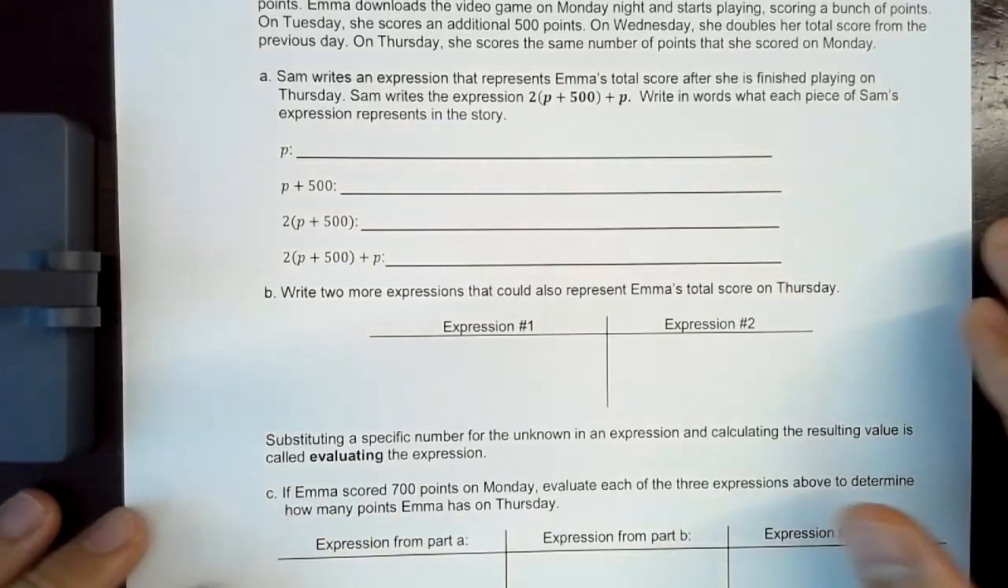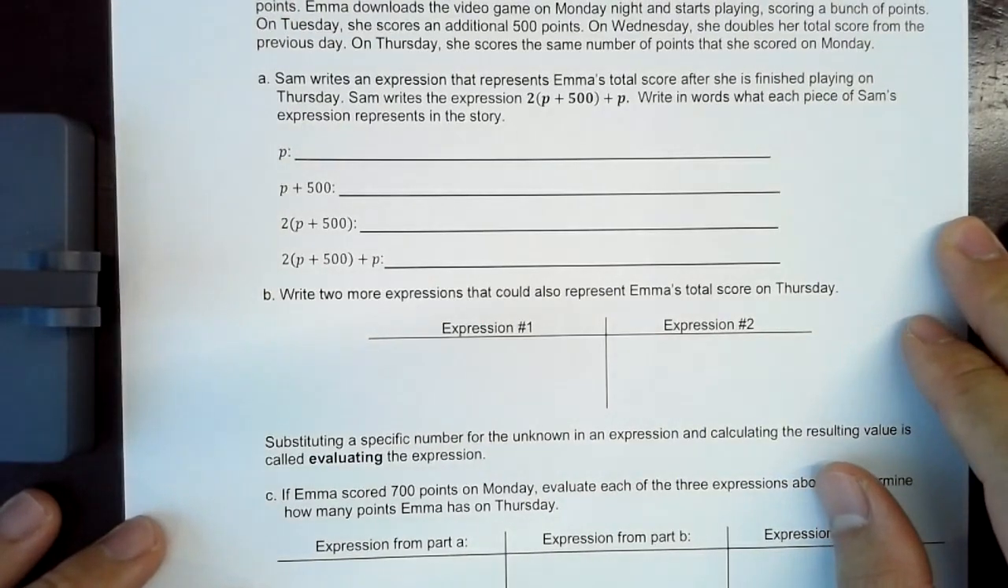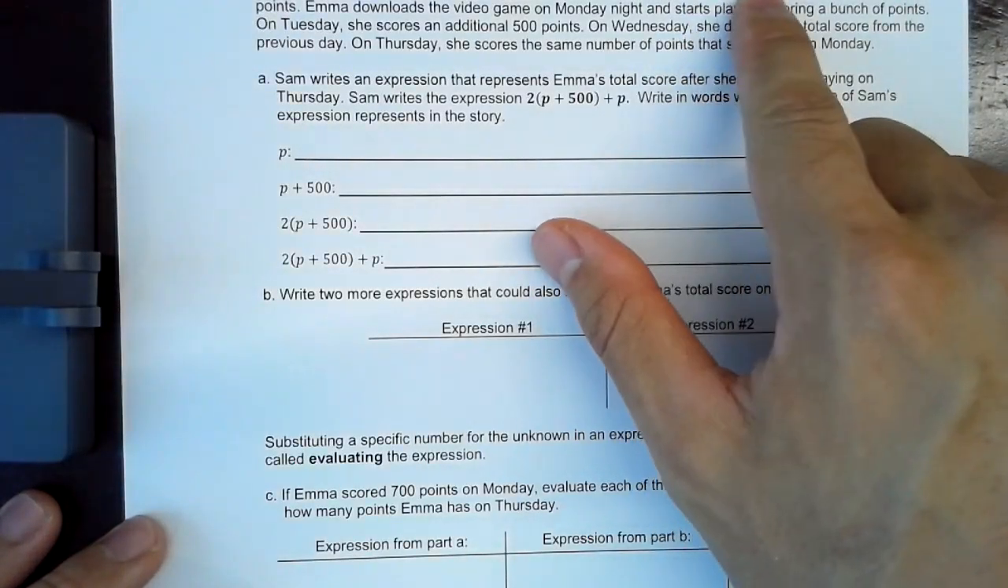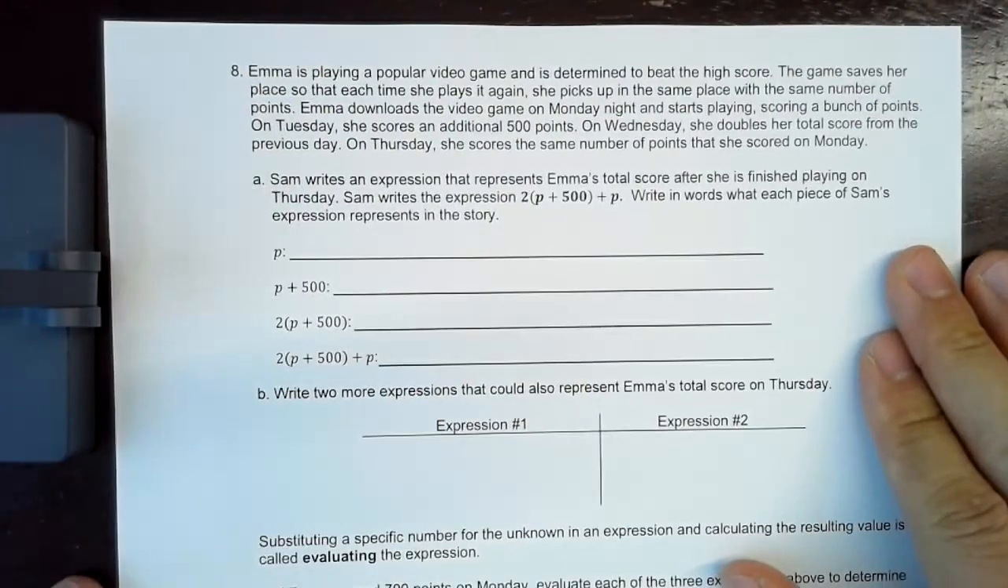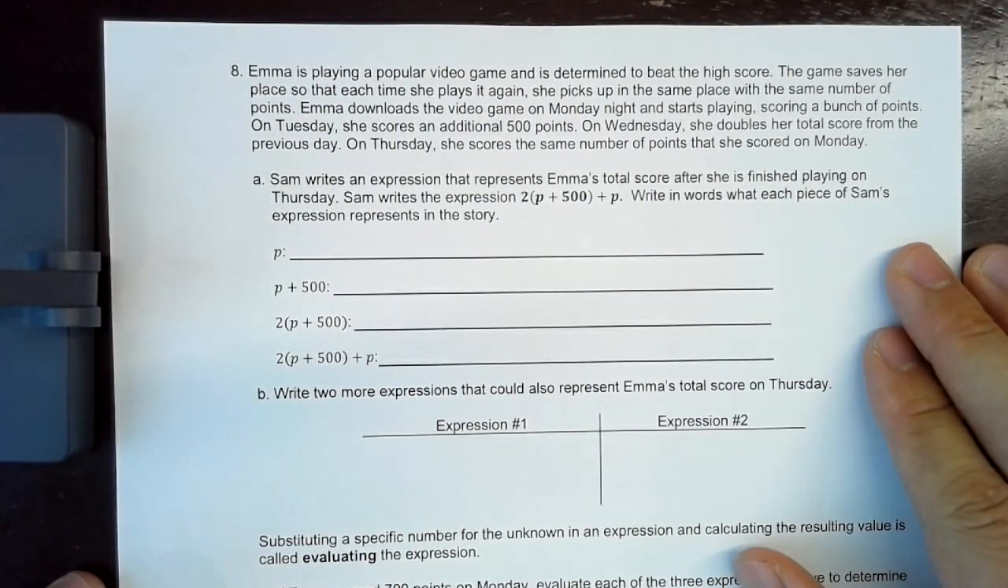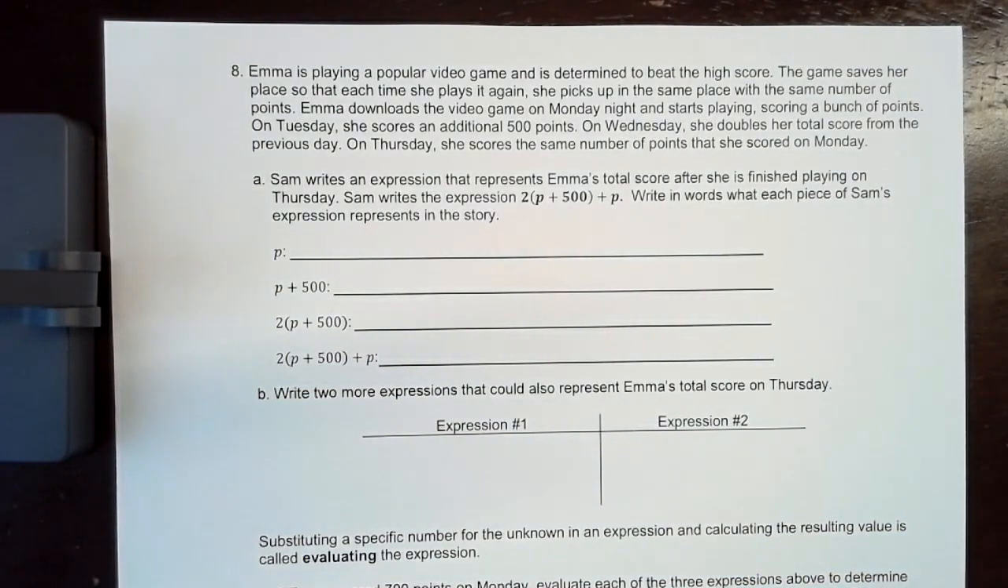It says Emma is playing a popular video game and is determined to beat the high score. The game saves her place so that each time she plays it again, she picks up in the same place with the same number of points. Emma downloads the video game on Monday night and starts playing, scoring a bunch of points. On Tuesday, she scores an additional 500 points. On Wednesday, she doubles her score from the previous day. On Thursday, she scores the same number of points that she scored on Monday.